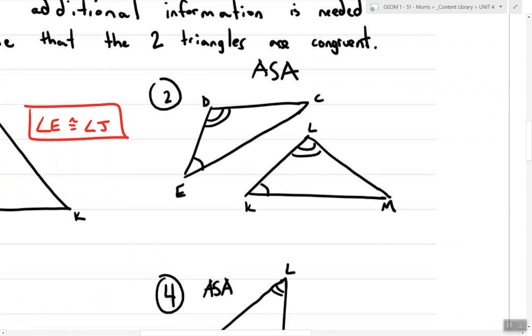Problem number two. I'm given a set of angles here, set of angles there, and I need the side between the two. As you can see, DE is the side that would connect the two congruent angles, and LK would be its corresponding side. And you can see in this one too that the side is between the two angles for both triangles.